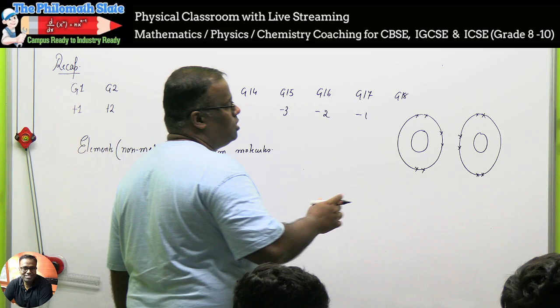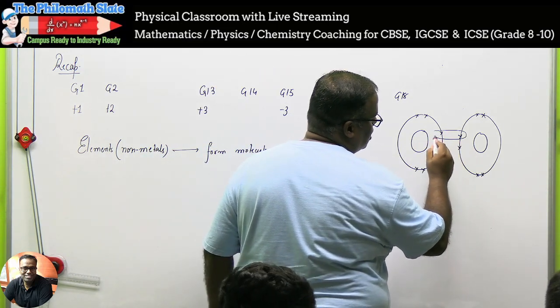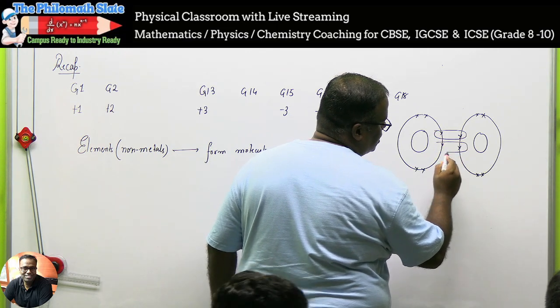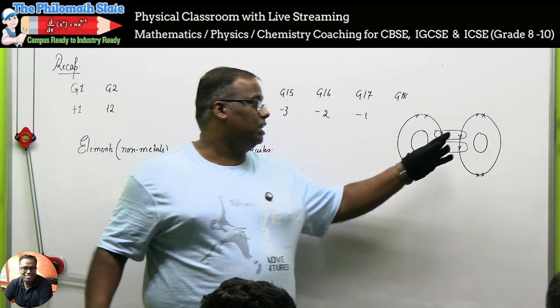Now what happens? Between these 2 oxygens, they will share electrons. This is called covalent bond, which you will actually study in grade 10. They'll share electrons. Sharing means these shared electrons.